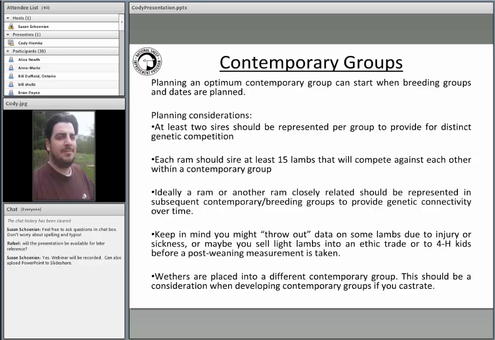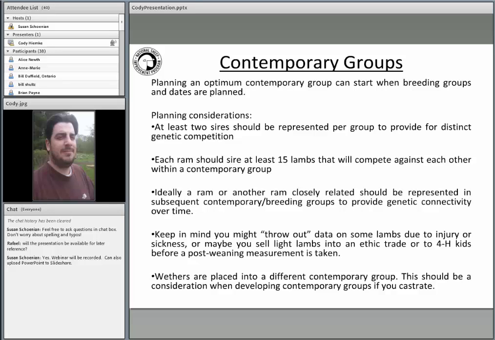So contemporary groups will continue on here. Planning an optimum contemporary group can start when breeding groups and dates are planned. This is something that I do, and I'm going to run through an example of what I do in some of the next slides. But when you're putting bucks in and when you're planning how you're going to breed your ewes, you can start to think ahead as to how your contemporary groups are going to lay out the following lambing season or kidding season. And there's some considerations to make.